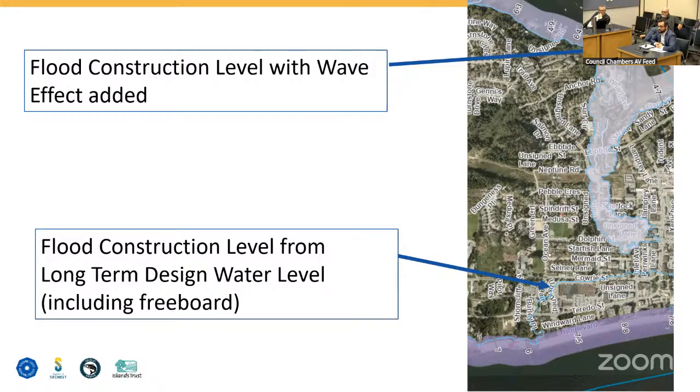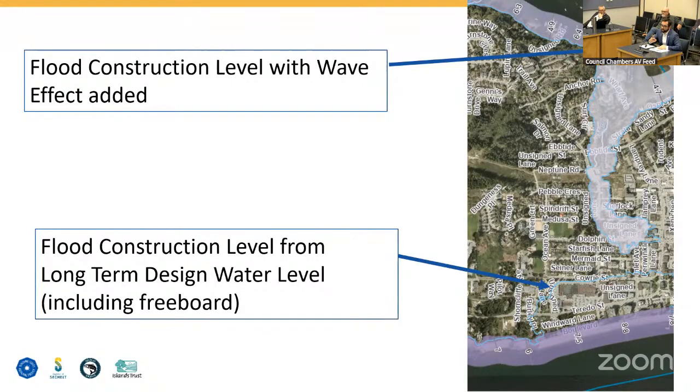So what happens here is there's a high coastal area that intercepts that wave. So if we were to take the wave run up, it would just basically hit the shoreline of Sechelt and wouldn't go further inland. So there's no inundation from that wave effect.